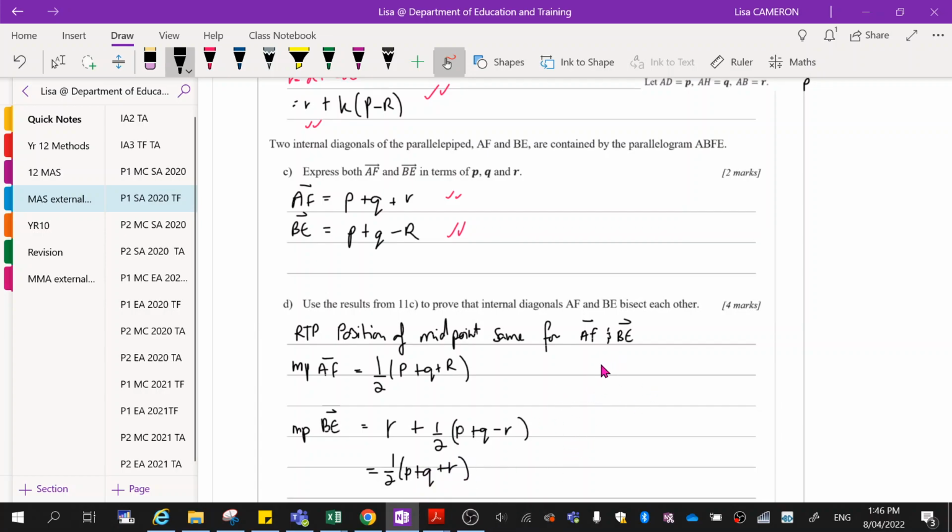So from that point, I can say, therefore, left-hand side equals right-hand side, position of midpoint is same, therefore AF and BE bisect each other.